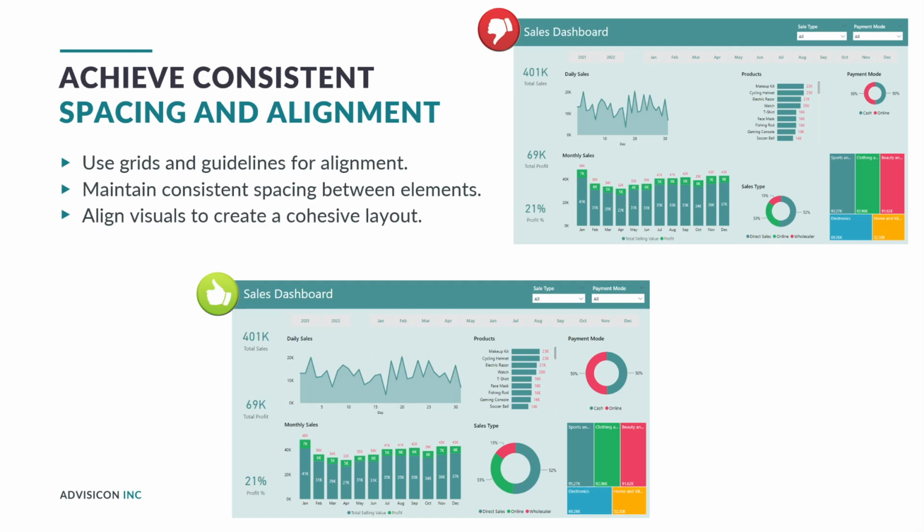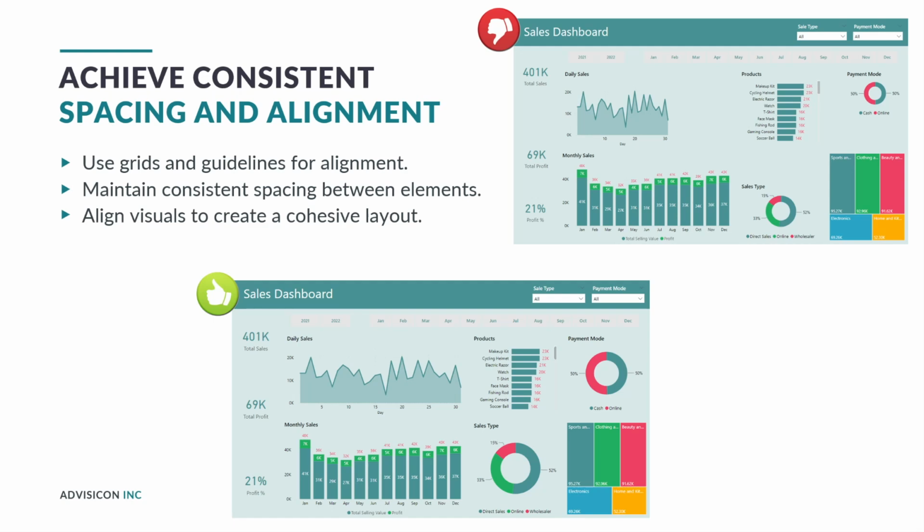Maintain consistent spacing between elements. Consistent spacing between visuals and text contributes to a clean and organized design. Ensure that the spacing between different elements is uniform to avoid clutter and create a balanced layout. For example, use equal margins and padding around your visuals and text blocks. This ensures that each element has enough breathing room and the overall design doesn't appear crowded.